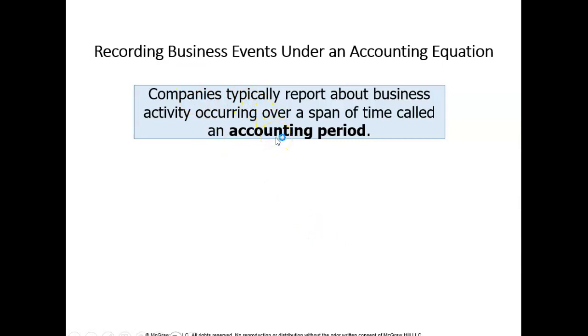There's something called an accounting period. An accounting period. What is that? Well, that's the amount of time that a company reports about their business activities. So the accounting period might be a week. The accounting period might be a month. An accounting period might be on a quarterly basis, meaning every 3 months, or it could be on an annual basis. But companies keep track of their financial transactions over some type of artificial time period known as an accounting period.